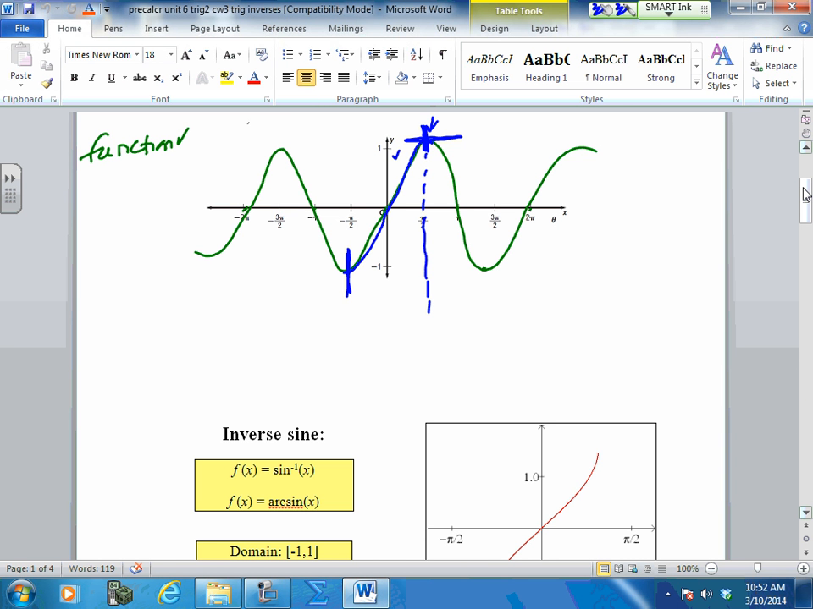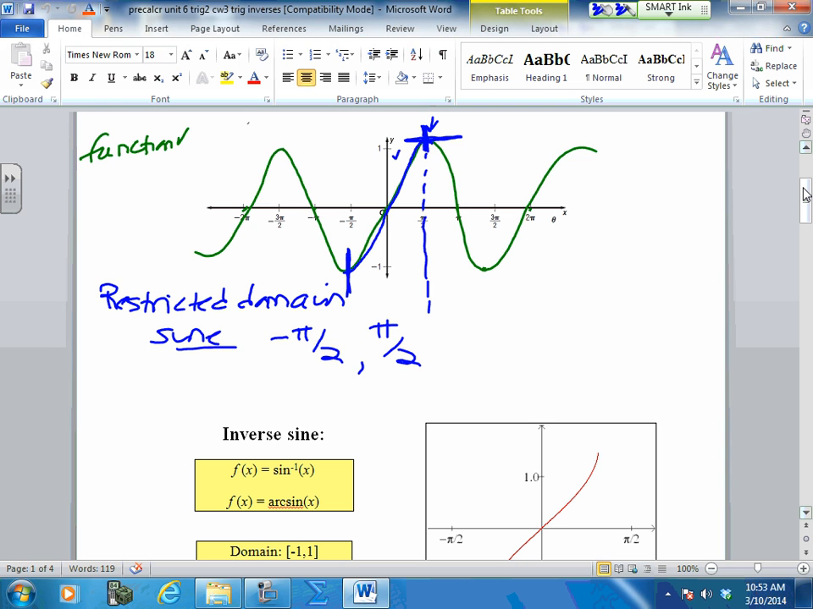So my restricted domain for sine says from negative pi over 2 to positive pi over 2. Wasn't our domain before all real numbers? All, we can use anything for sine. Well, if we're looking for an inverse, we have to restrict it. We can only take that little piece, because otherwise we fail.